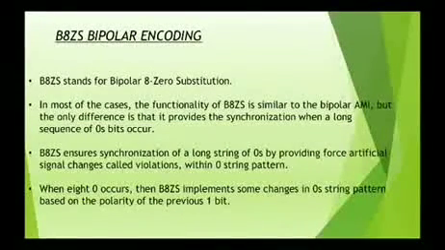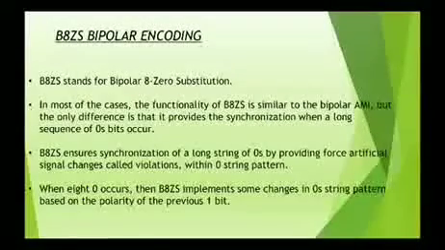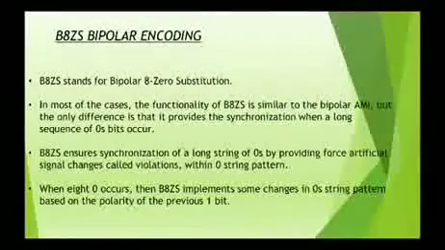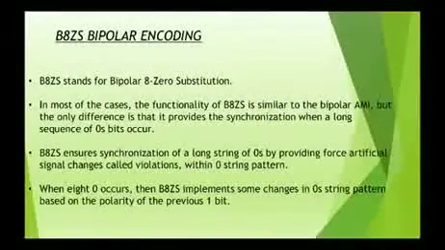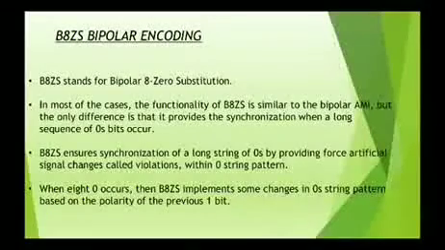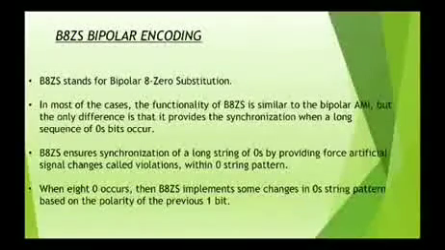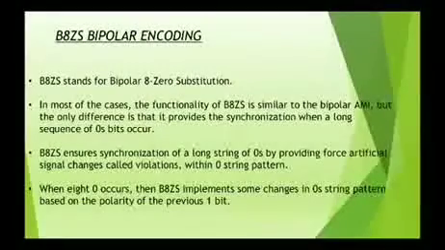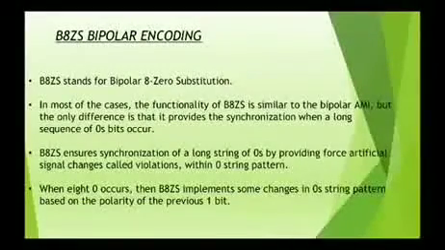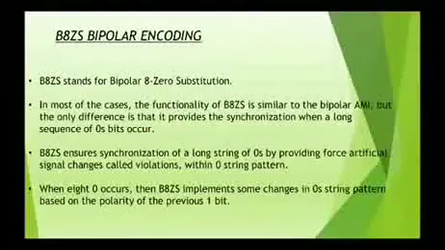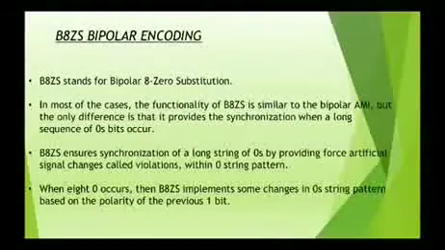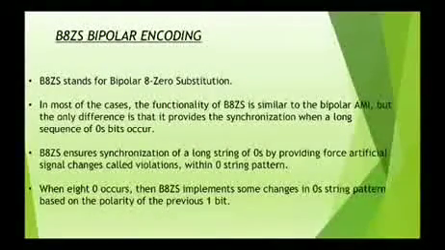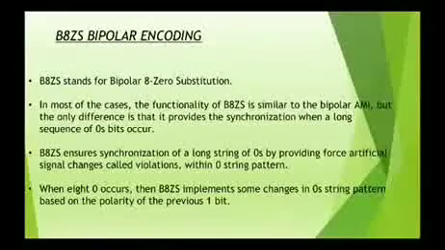Next, B8ZS. B8ZS stands for bipolar 8-zero substitution. As the name represents, it's a bipolar encoding scheme with 8 zeros. This scheme only applies when there are 8 consecutive zeros in the bit pattern. In most cases, the functionality of B8ZS is similar to bipolar AMI, but the only difference is that it provides synchronization when a long sequence of zero bits occurs.